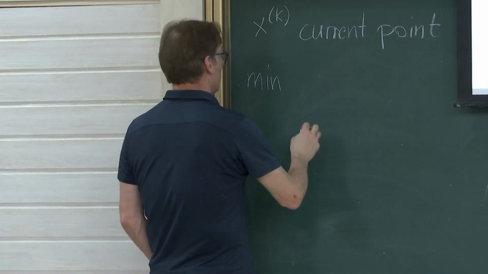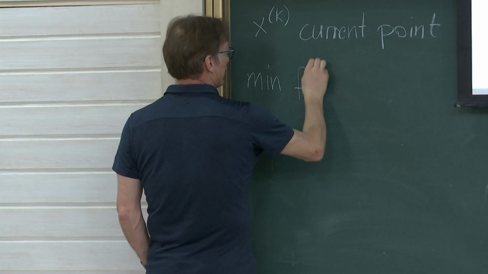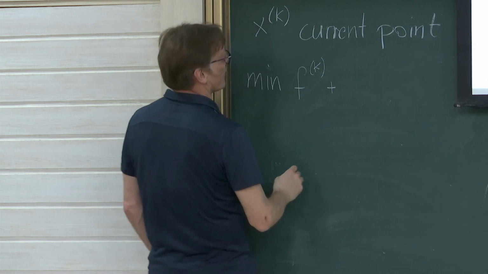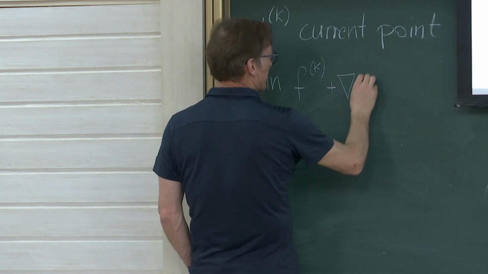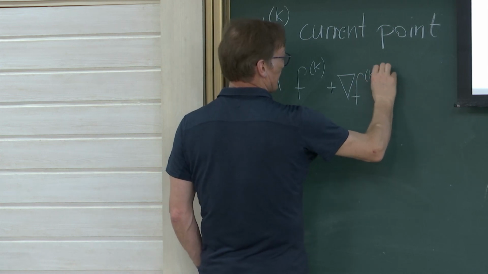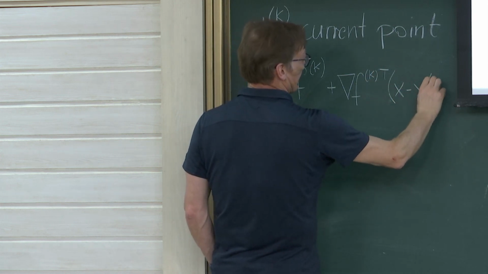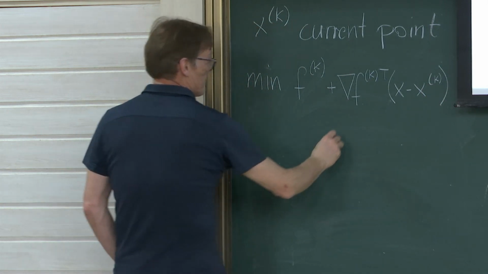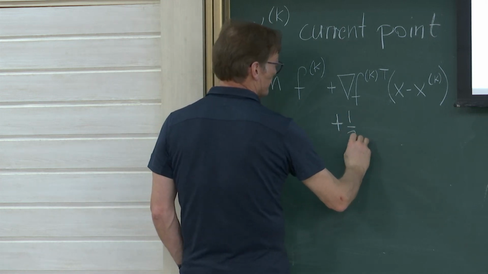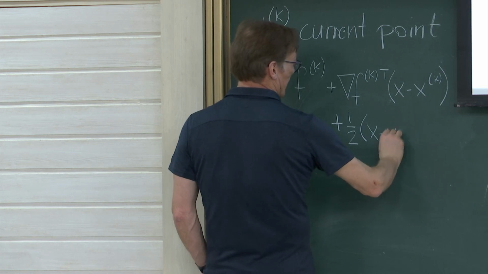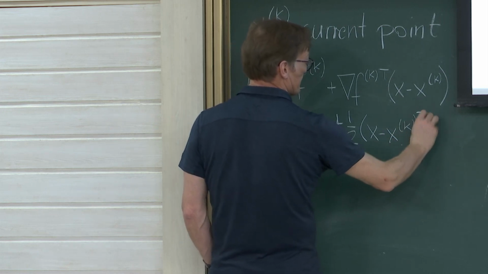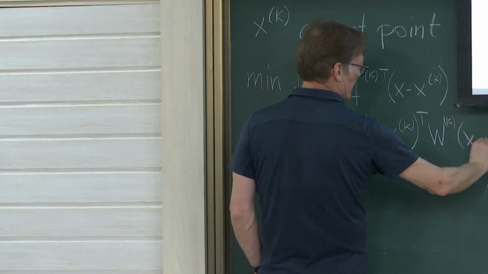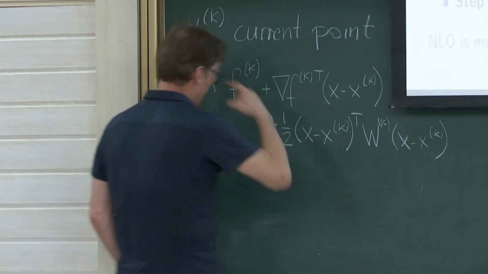And so I'm going to do that. So when I write fk, I mean f evaluated at xk. So that's just a constant. I can ignore that. Then I have the next term, the gradient evaluated at xk times x minus xk. And there's possibly a higher order term. So some x minus xk, transposed, Wk times x minus xk. I'm going to do a second order Taylor expansion, with a Wk, which I'll tell you in a moment what it is.